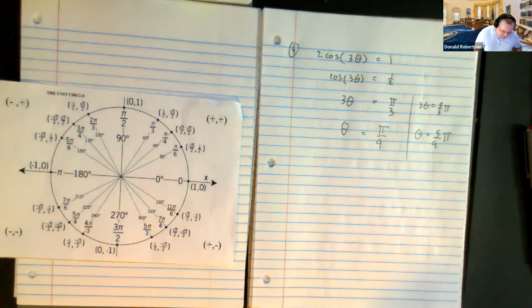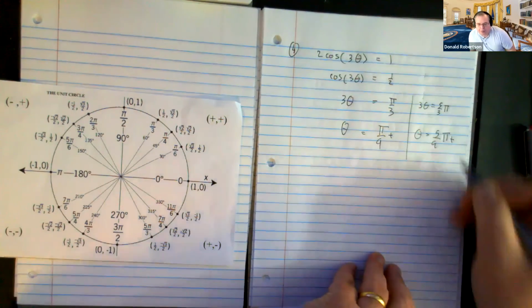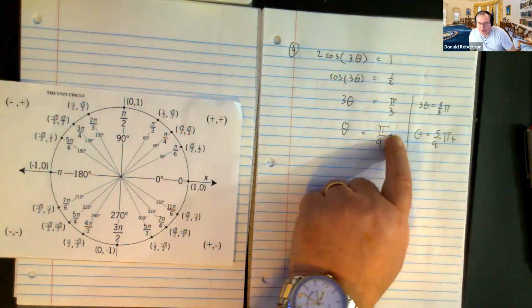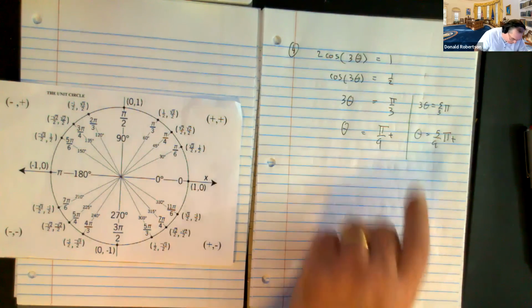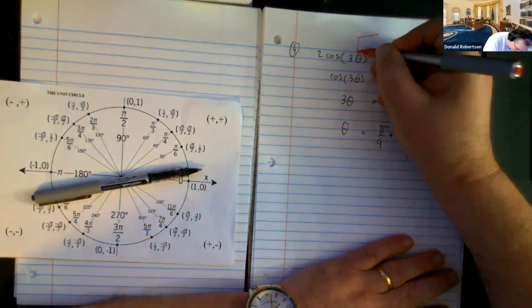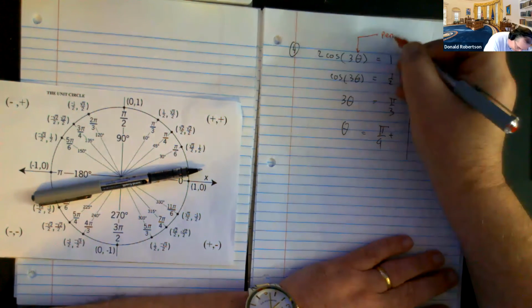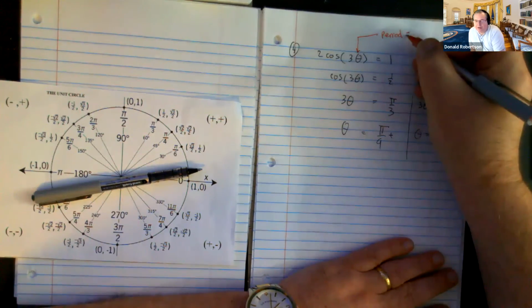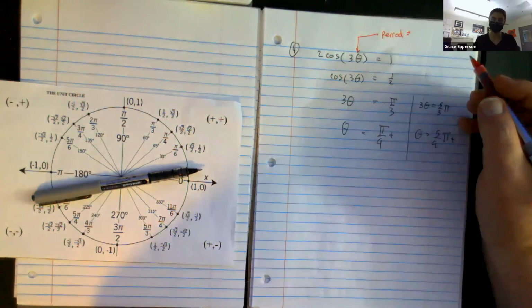Now, they want the infinite answers. This is not going to be 2 pi k. If it was cosine theta equals a half, this would have been 2 pi k. But when this is a multiple, 2 theta, 3 theta, things like that, we need to use the period. Okay, let's try this one. What is the period of the cosine of 3 theta? 2 pi over 3. You nailed it.